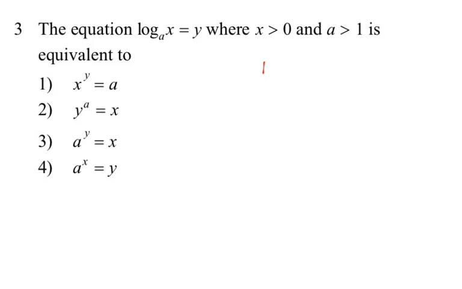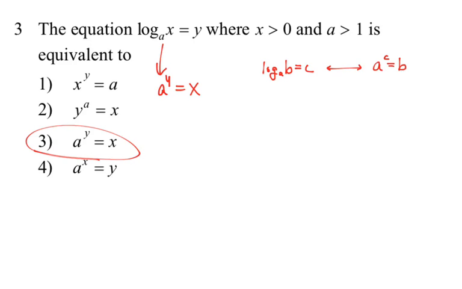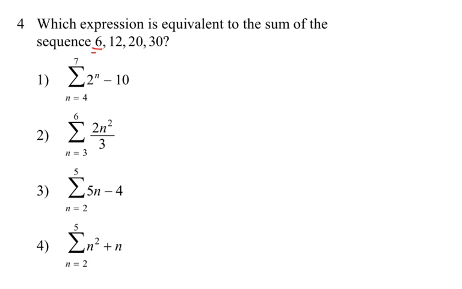Now, number 3 here, we need to basically express the logarithmic equation as an exponential equation. How are we going to do that? We know that log base a of c equal to b means a to the b power equals c. Then, using the same logic, we'll end up getting a to the y power should be equal to x, which is choice 3. Alright, let's look at the next question, number 4.